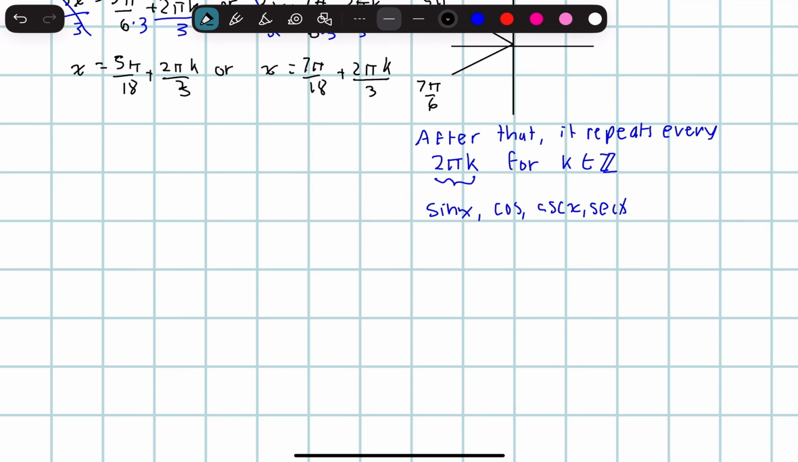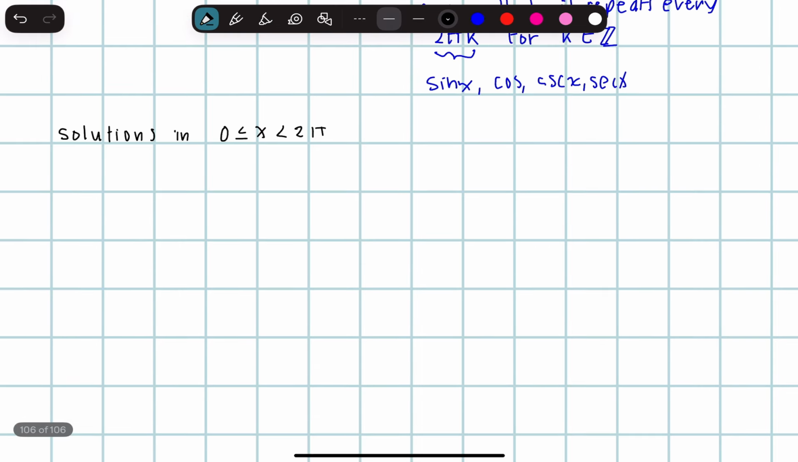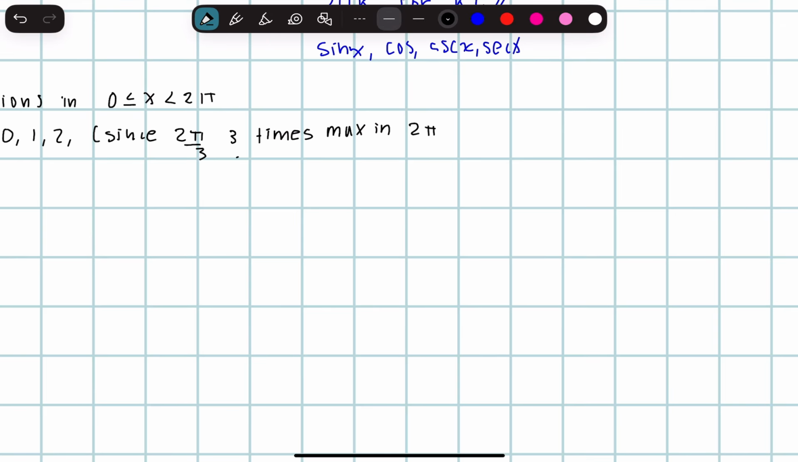For all solutions that are specifically in 0 to 2 pi, we can use k equal to the integers 0, 1, 2, and this is because since the period is 2 pi over 3, you can fit that 3 times at most in 2 pi.